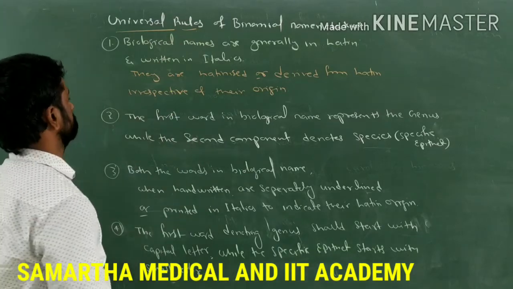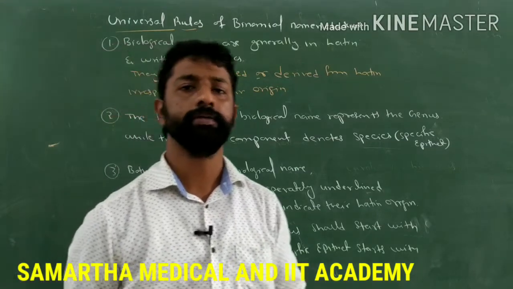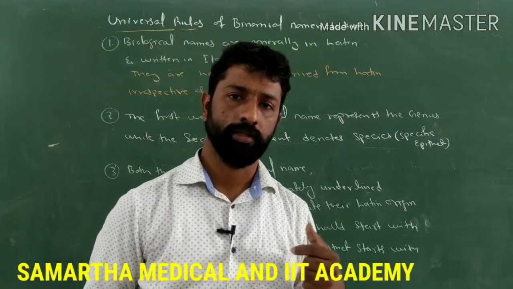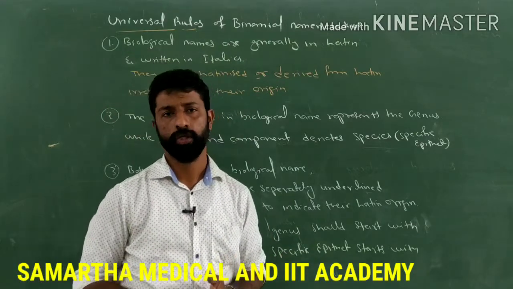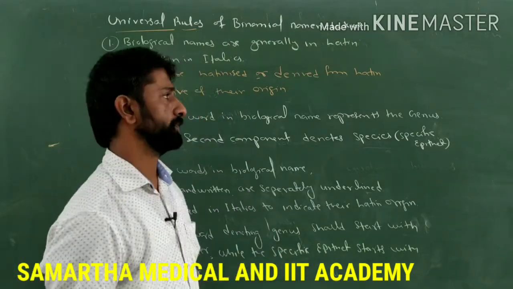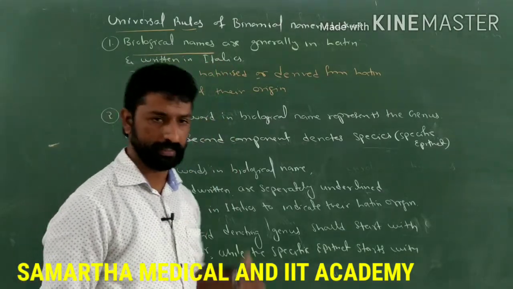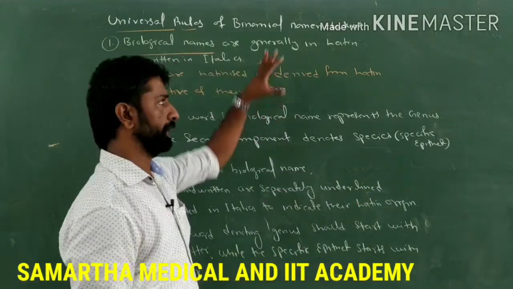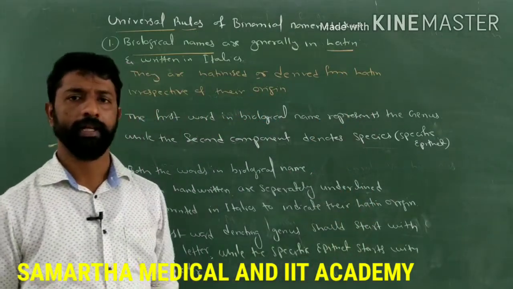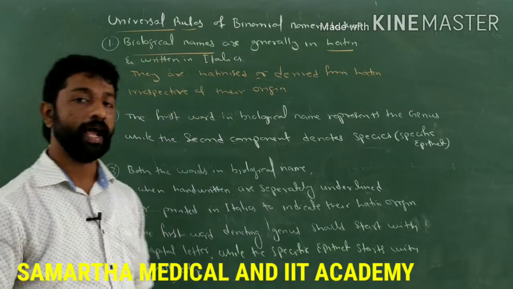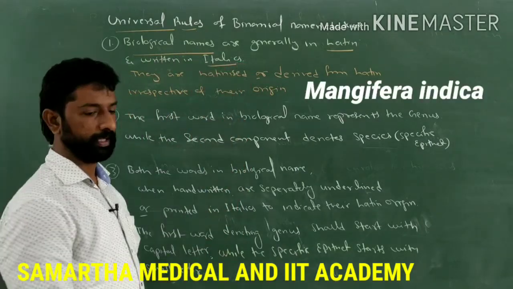There are 4 defined rules while writing or giving the binomial nomenclature of any organism, or giving a scientific name with 2 components. So what are those rules? First, the biological names or scientific names are always in the Latin language, and they are written in italic font.